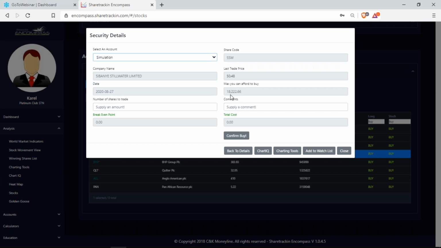In my case, I have 18,222 Rand and 66 cents. Underneath number of shares to trade, I would type in the amount that I want to invest in. So how many shares do I want? But in saying that, you would look at your break-even point and also get your break-even point underneath 4%.